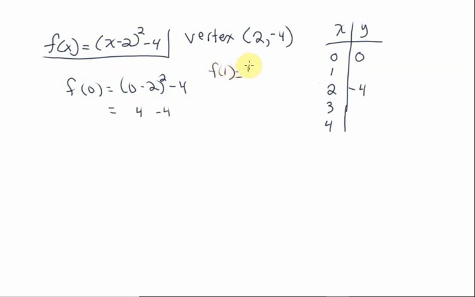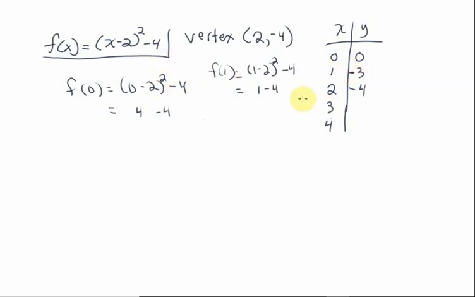Well, 1 minus 2 squared minus 4. Negative 1 squared is 1. What's 1 minus 4? Negative 3. Okay, awesome. Can I plug a 3 in? And the answer is yes.